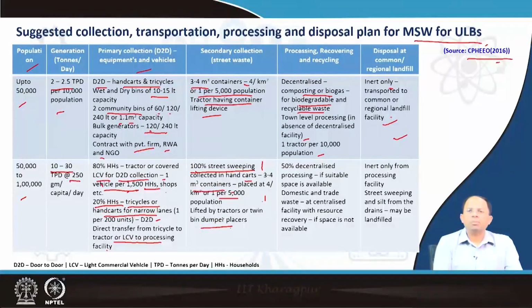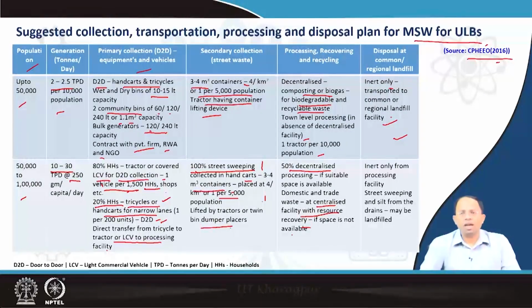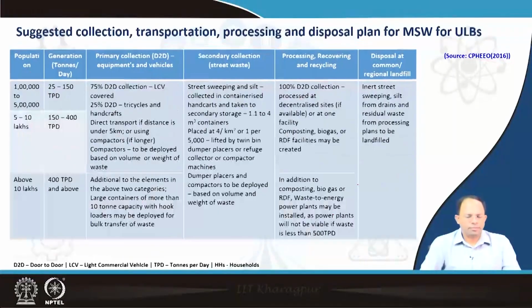So that means that street sweeping waste and all these things are again taken from these community bins that we place at certain parts of the city directly to the final disposal points or to the processing centers. Whereas for door-to-door collection, household waste is directly taken by LCVs and all from these areas to the particular disposal points. 50% decentralized processing if suitable space is available. Domestic and trade waste at a centralized facility with resource recovery if space is not available. And inert waste and street sweeping and silt from drains also goes to landfill. So that is a little bit different from the initial system that has been proposed.